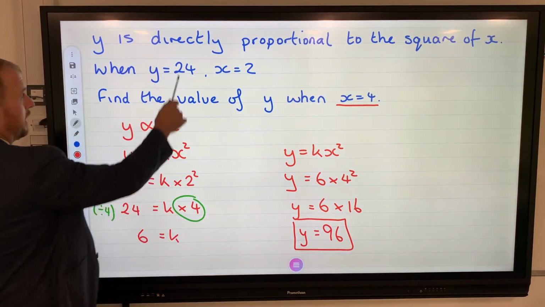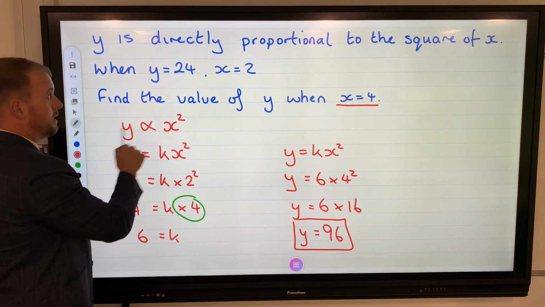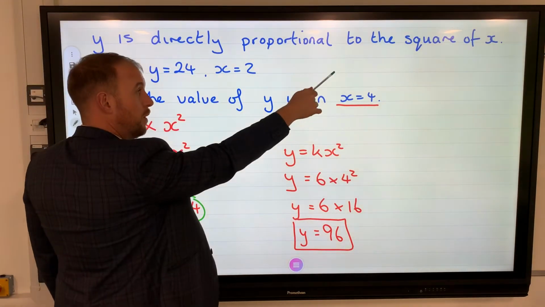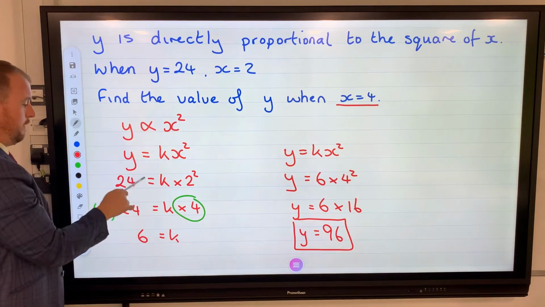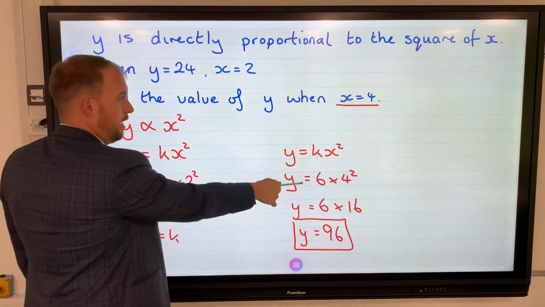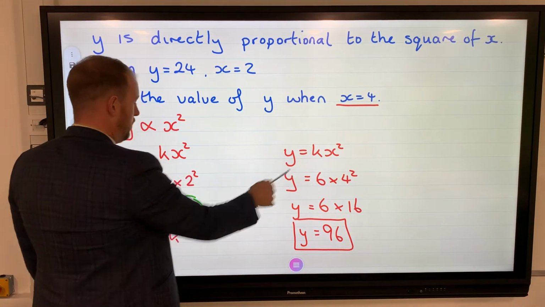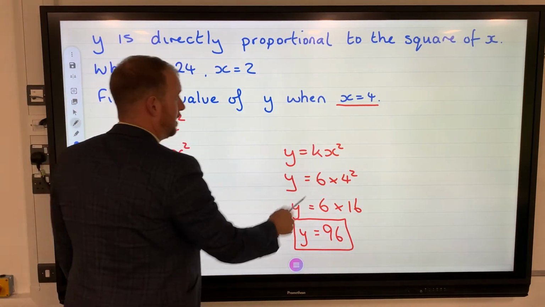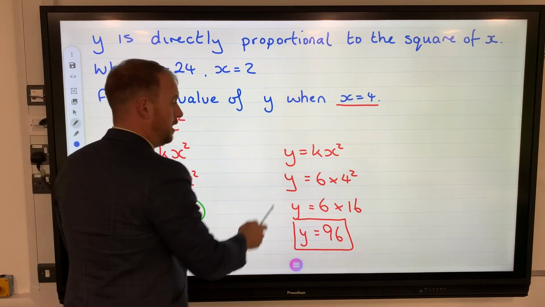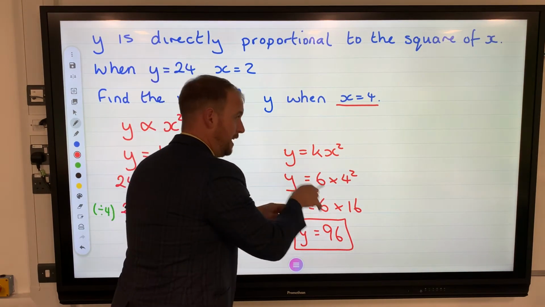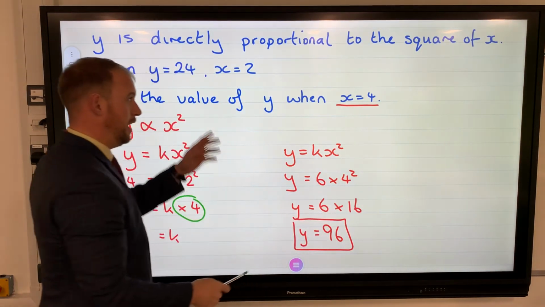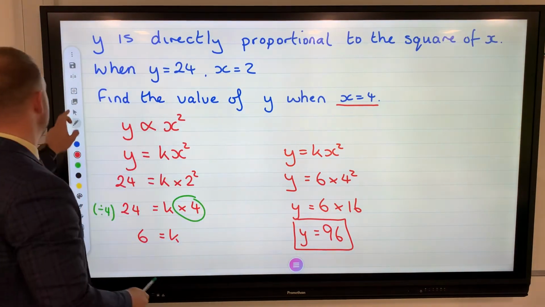So again, write out what it's telling me: y was directly proportional to the square of x. Write it as a formula, find my constant, and then substitute the constant value and my x value. It might give you the y value, and then you've got to do the inverse operations to find the x value. So be careful with the way it is written here.